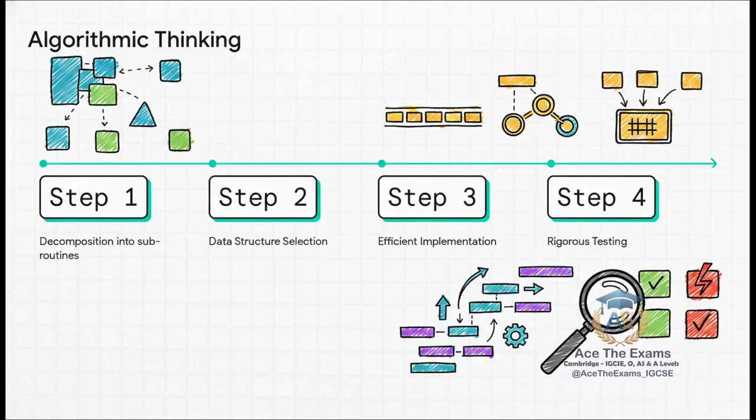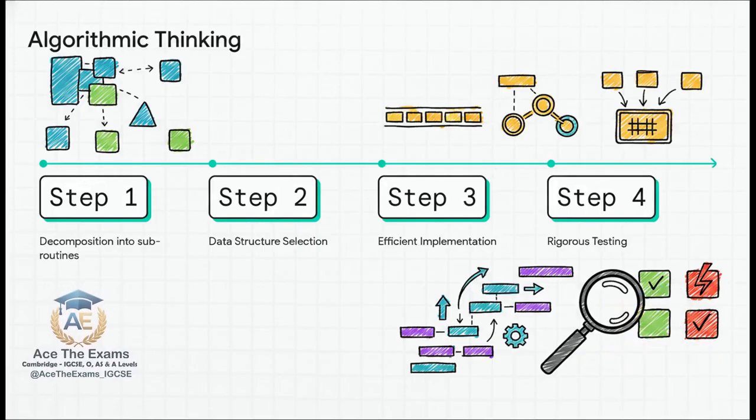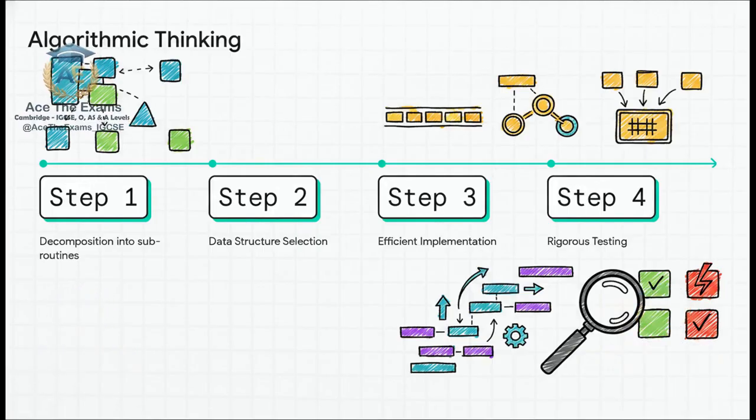Step 2 is data structure selection. This is where you make the critical executive decision of whether a simple array, a dynamic linked list, or a complex hash table is the best choice for your specific existence check lookup. Step 3 is efficient implementation. This means sitting down and writing the actual code or pseudocode as cleanly and efficiently as possible. And finally, step 4 is rigorous testing. You cannot skip this. You have to systematically run normal, abnormal, and extreme data through your algorithm on paper to definitively prove to the examiner that it works under all conditions.